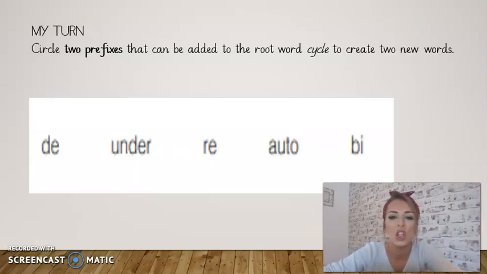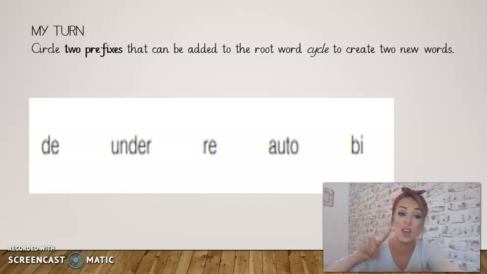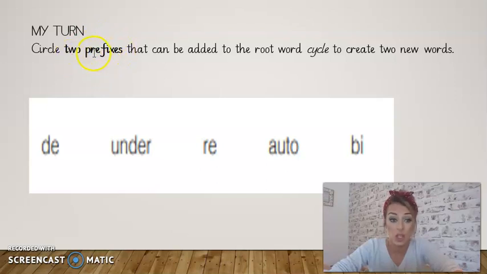Okay, it says circle 2 prefixes that can be added onto the root word cycle to create 2 new words. So if you're doing this from home, obviously you won't be able to circle them because you don't need to print this out. You're just going to write the words. But here, I'm going to circle. Okay, so I need 2, and it says 2 in bold. So I must make sure I do 2. And I'm going to add them onto the root word cycle. So this is another one of those questions where you're going to try it on. You're going to try on all the different prefixes and see if they fit, see if they make sense. So let's have a go.